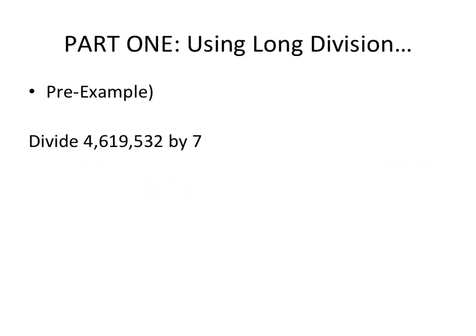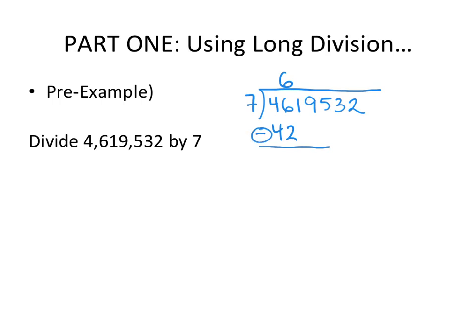Before I show you how to do long division of polynomials, it's a good idea to review how to do long division, period. So to divide 4,619,532 by 7, I start by saying how many times would 7 go into 46, or 7 times what would be 46? Well, 6 is as close as we can get, and then I would do 6 times 7 is 42, and write that right underneath, and then I subtract. 46 minus 2 is 4, and I would bring down the 1.